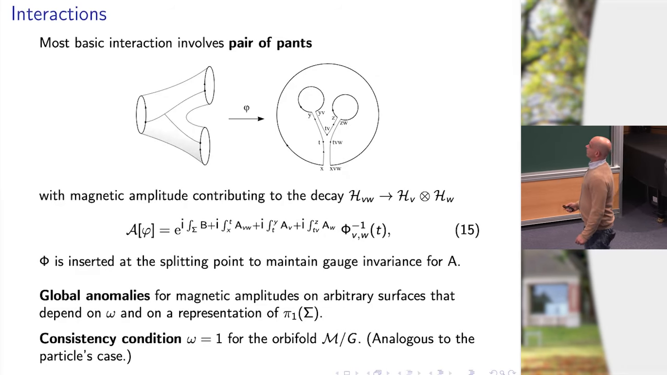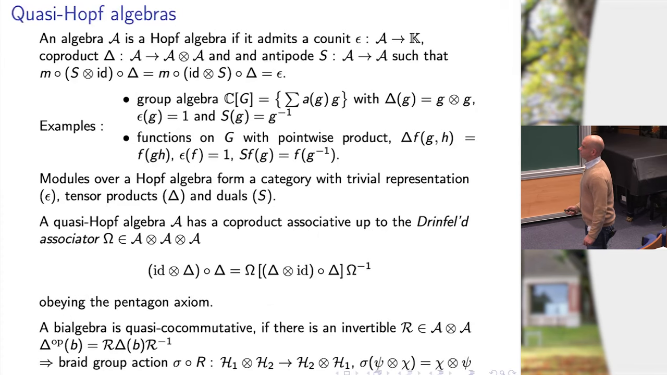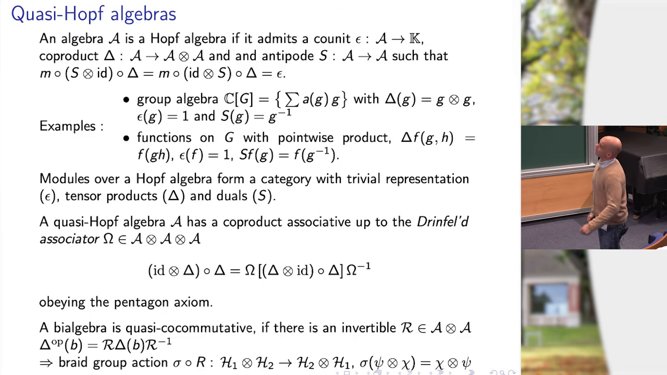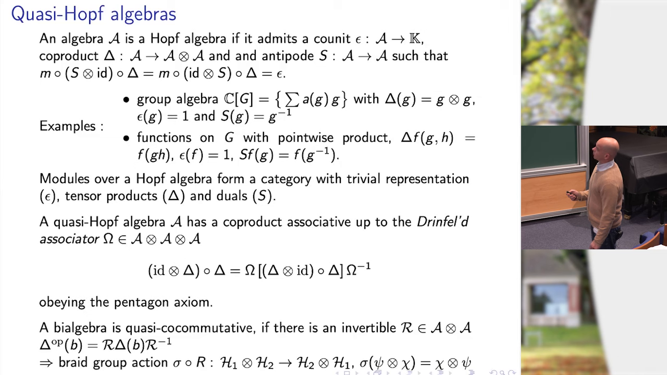So the nice algebraic setting is that of a quasi-Hopf algebra. Let me first say that an algebra A is a Hopf algebra if, in addition to its multiplication, it has a co-unit epsilon, a co-product delta, which is supposed to go from A to A tensor A, and an antipode that goes from A to A. It satisfies a lot of things.